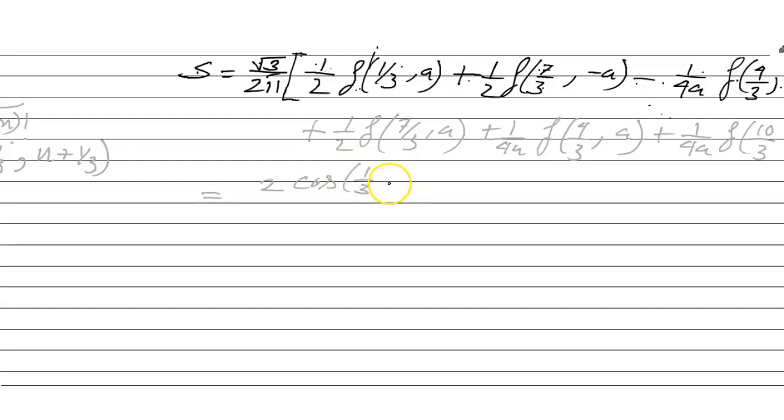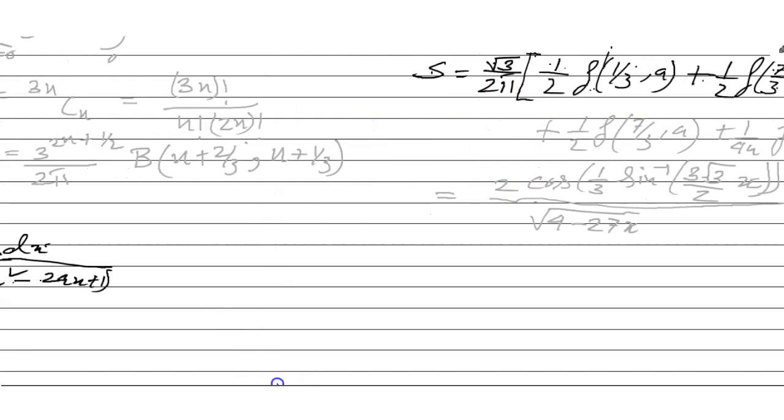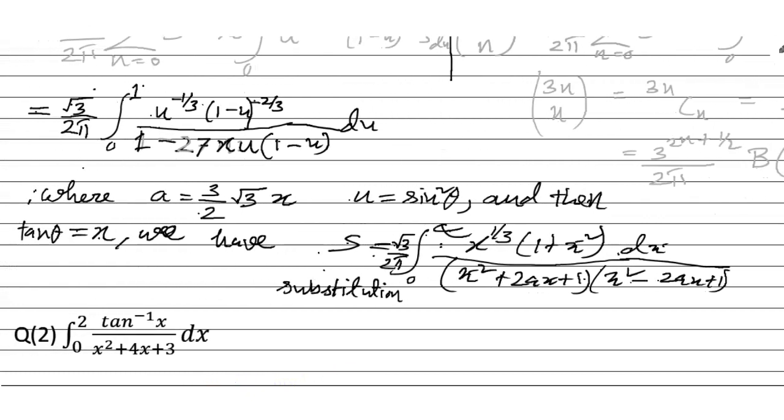2 cos 1/3 sine inverse 3√3 divided by 2x, divided by root over 4 minus 27x. So friends, I will not discuss how to derive this because it needs great calculations. So this is your homework to calculate this, and if it is correct, please tell me in the comment section.